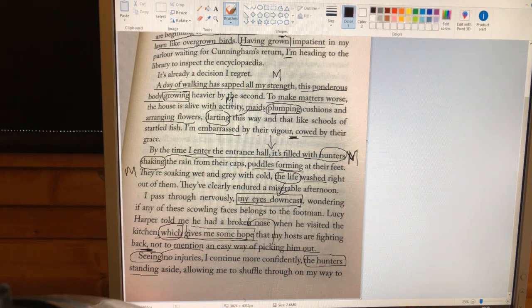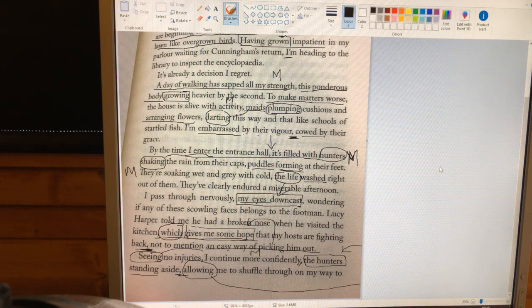Oh no, sorry, that doesn't read correctly, does it? It's not interrupting, so I've made a mistake there. Hold my hands up to that. We've actually got a comma for the first absolute phrase, and then we've got the second comma because the allowing is a participle describing hunters. And because it's a participle describing hunters, we need a comma there to show that it's not referring to aside, it's referring to hunters. So the first comma is for the absolute phrase, and the second comma is for the participle phrase describing hunters. And the main clause actually finishes with confidently. I continue more confidently. That's our main clause.